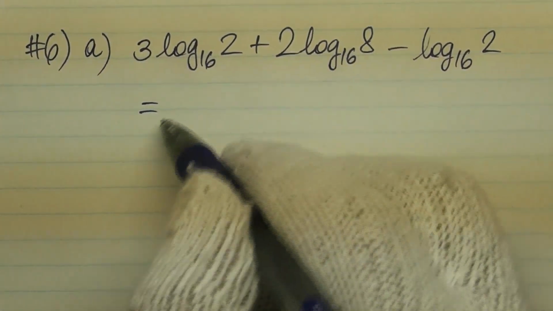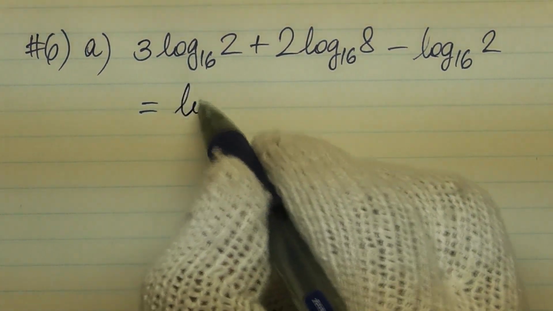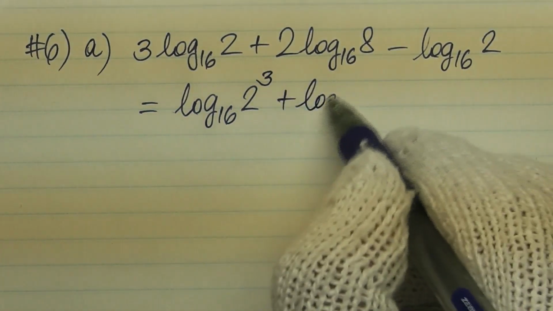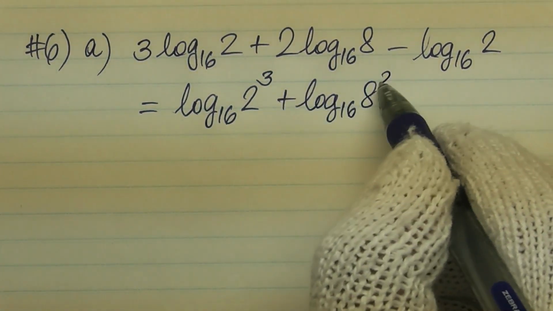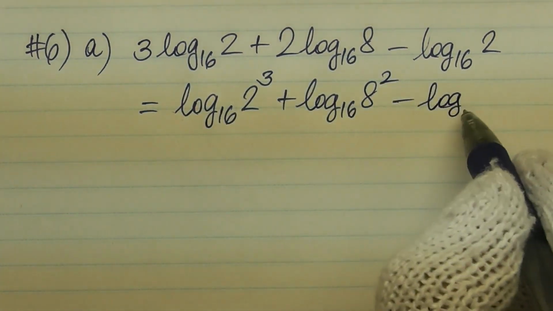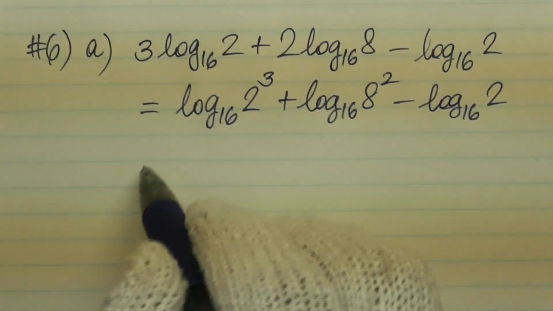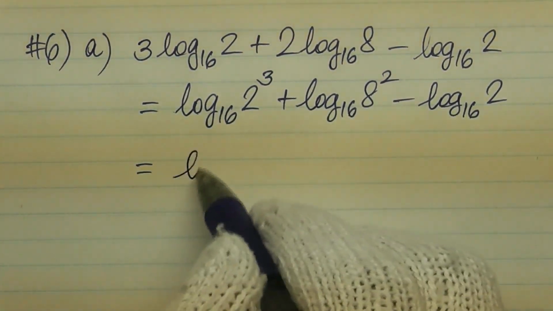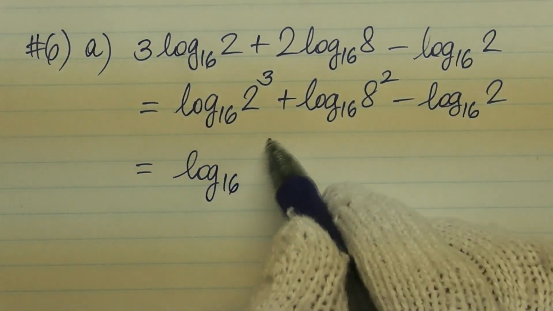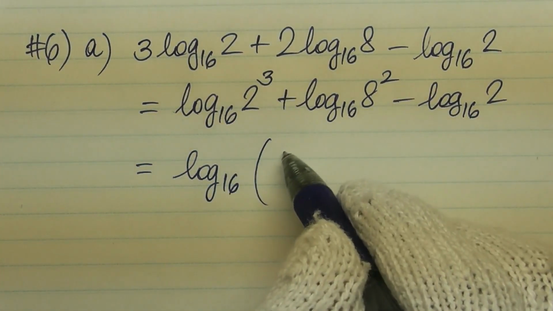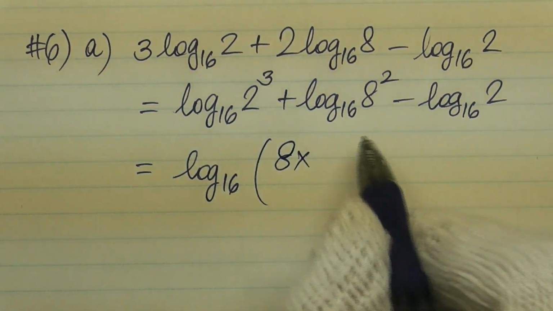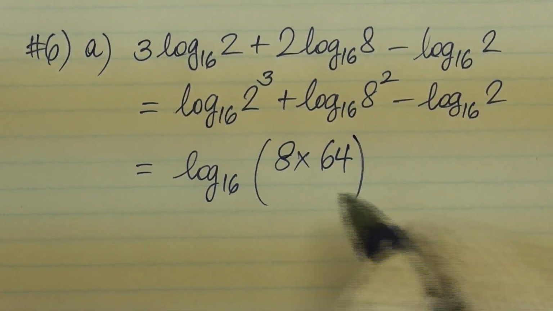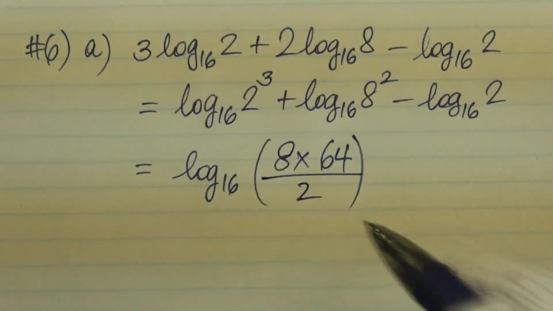This is going to be log 16 of 2 cubed plus log 16 of 8 squared minus log 16 of 2. These two are going to get multiplied and then divided by 2. So that's log 16 of 2 cubed, which is 8, multiplied by 8 squared, divided by 2.